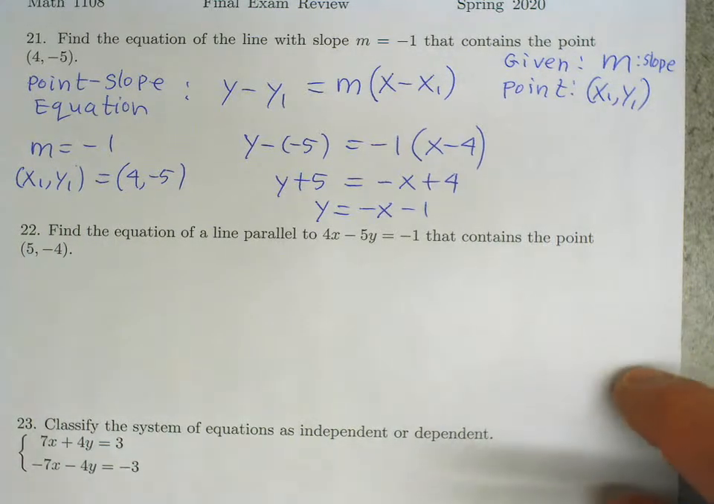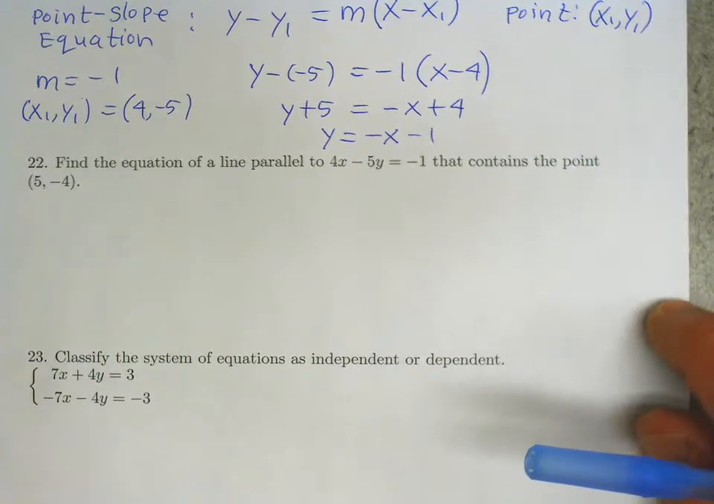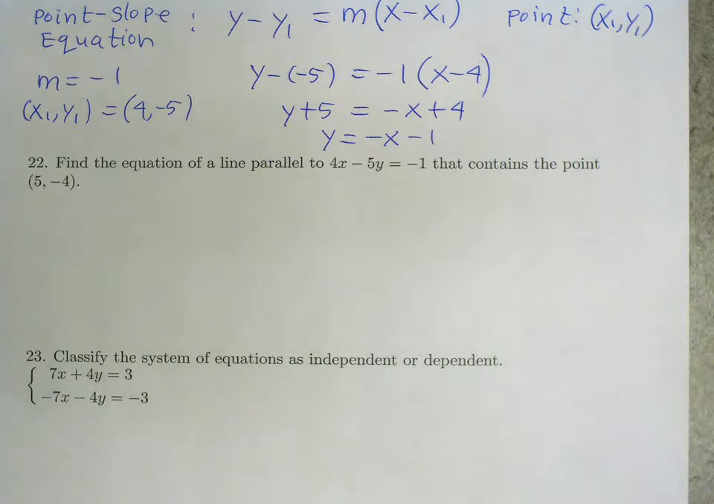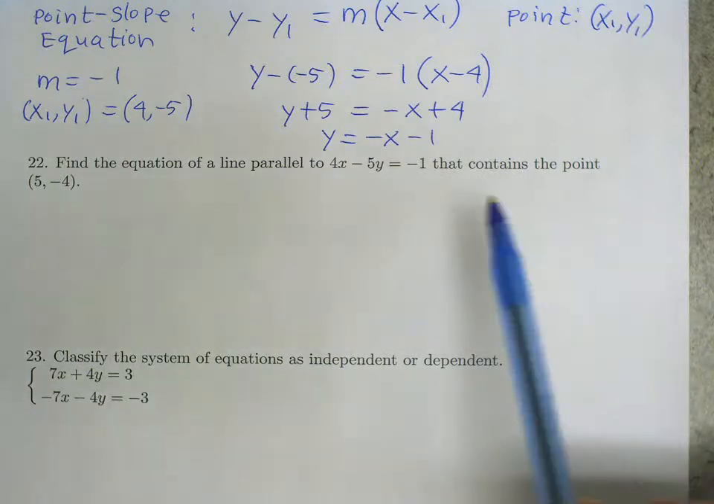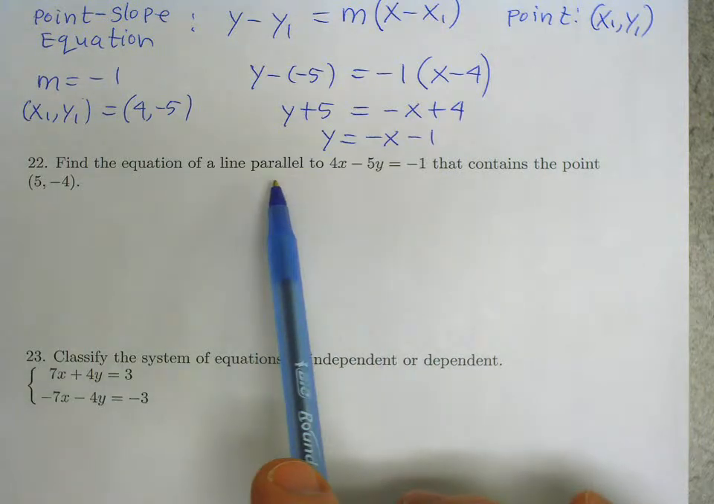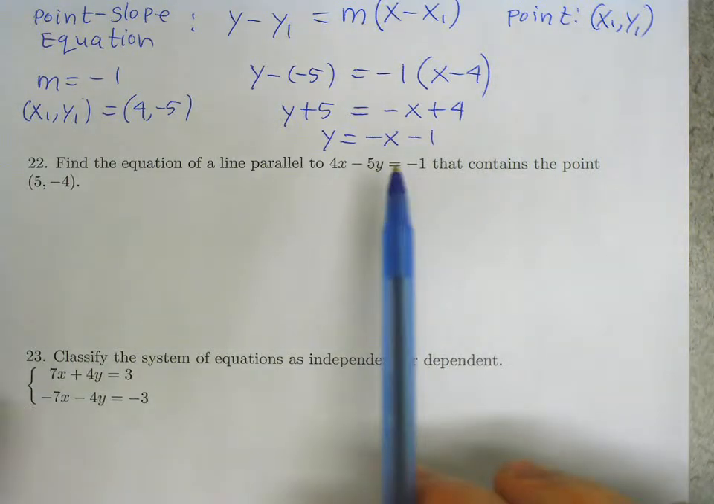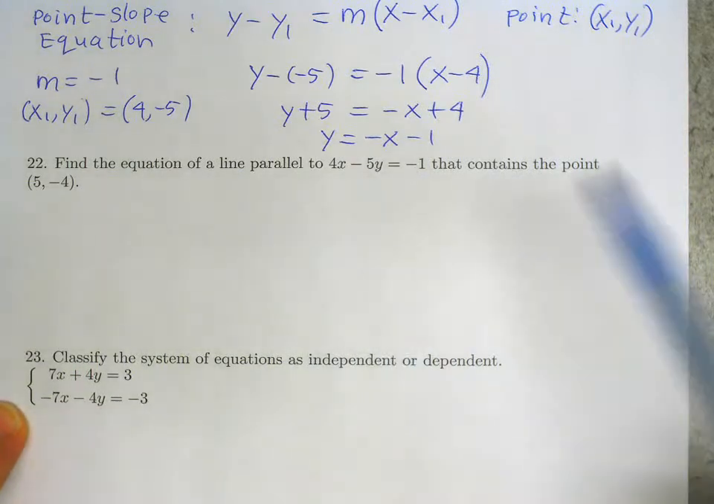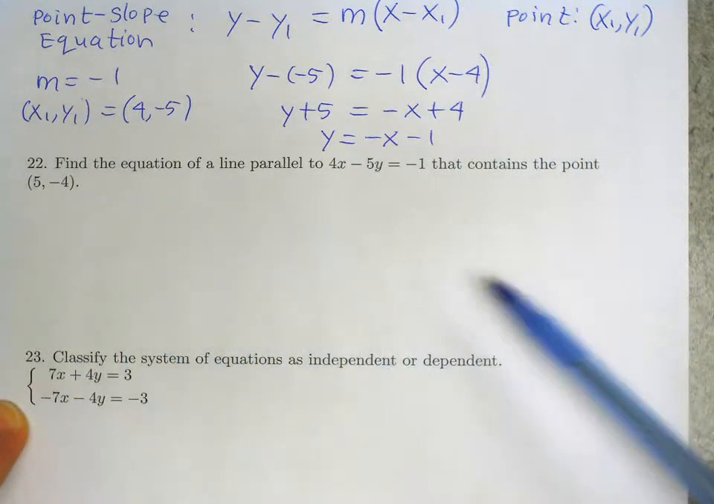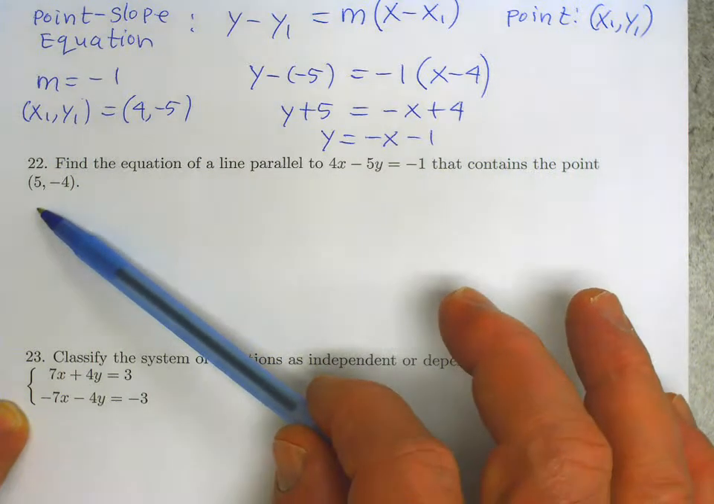Okay, the next problem, number 22. Find the equation of a line parallel to 4x minus 5y equals -1 that contains the point 5, -4. We know that two lines are parallel if they have the same slope. So we need to find the slope of this line, and then we'll also use the point slope equation once we know what the slope of that line is, because we're given a point that's on the line.